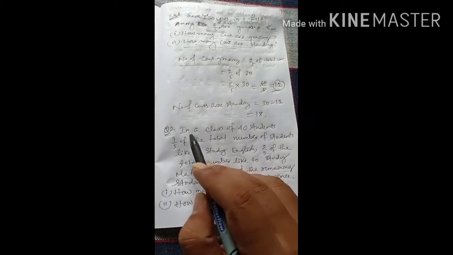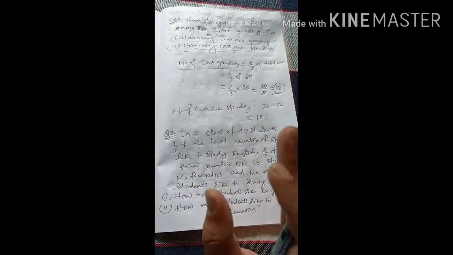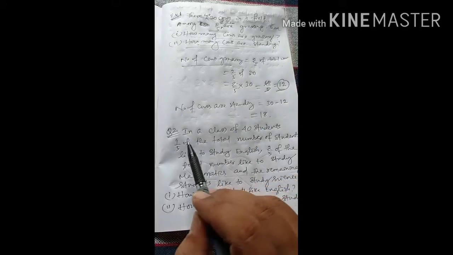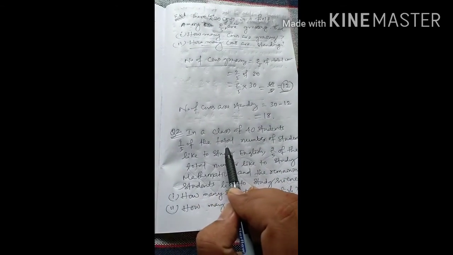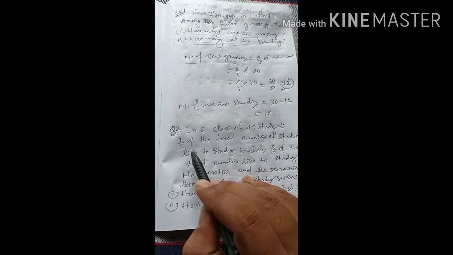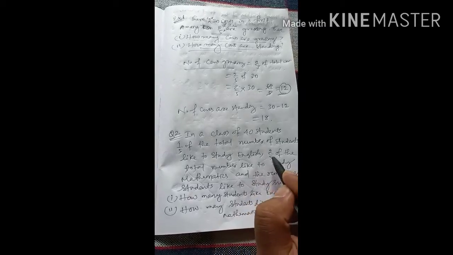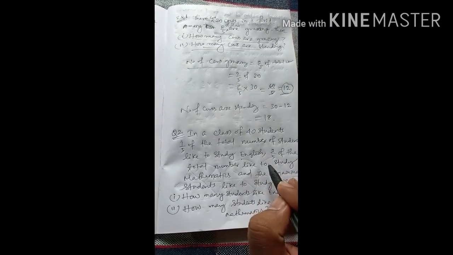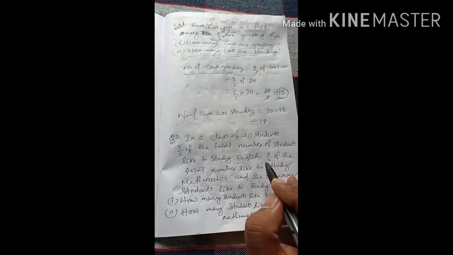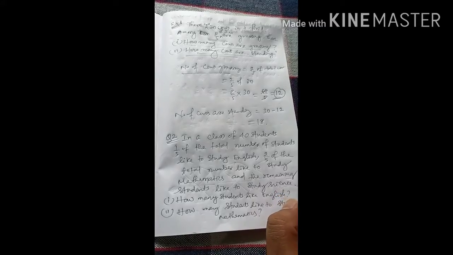तो यहाँ लिखा है स्टेटमेंट में इन ए क्लास ऑफ 40 स्टूडेंट्स, एक क्लास में कुल मिला के कितना स्टूडेंट्स हैं? 40 स्टूडेंट्स हैं. आउट ऑफ व्हिच 1 by 5 ऑफ द टोटल नंबर ऑफ स्टूडेंट्स, टोटल 40 हैं, तो 40 स्टूडेंट्स से 1 by 5 ऑफ द 40 लाइक टू स्टडी इंग्लिश. इतने स्टूडेंट इंग्लिश पसंद करते हैं. एंड 2 by 5 ऑफ द टोटल नंबर ऑफ स्टूडेंट्स, दैट इज 2 by 5 ऑफ 40 लाइक टू स्टडी मैथमेटिक्स. एंड द रिमेनिंग स्टूडेंट्स लाइक टू स्टडी साइंस.